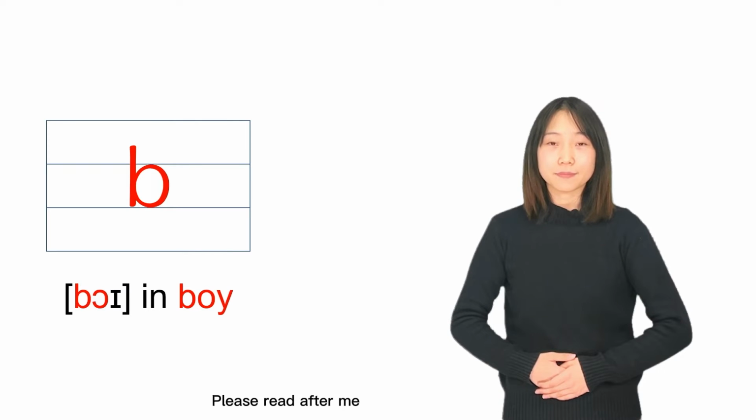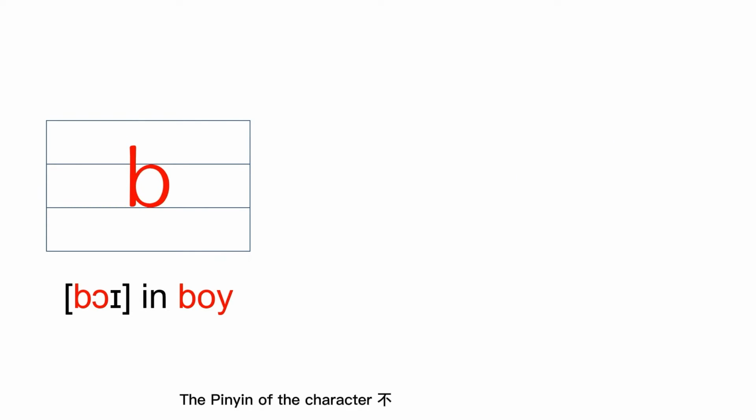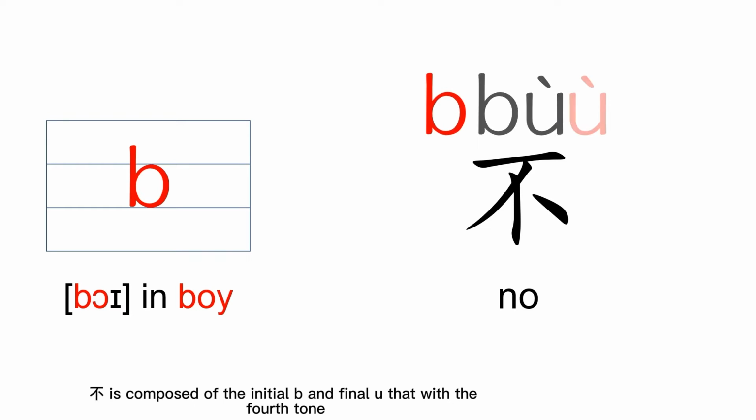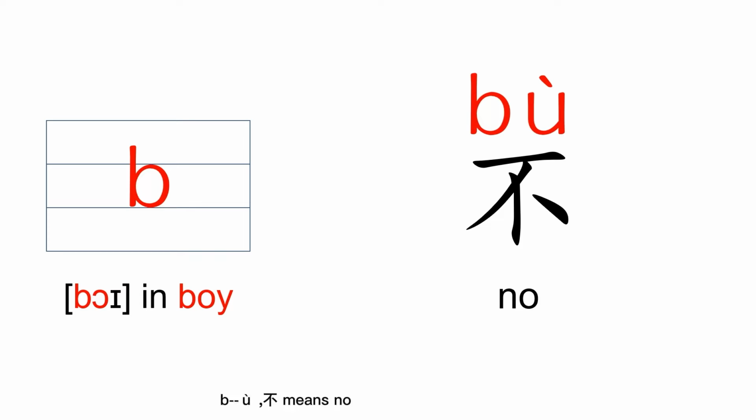Please read after me. Bo, bo, bo. The pinyin of the character bu. Bu is composed of the initial bo and the final u, together with the fourth tone. Bo, u, bu. Bu means no.